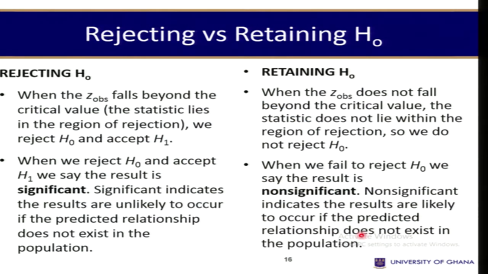And when we retain our H0, that is where the z observed does not fall beyond the critical value, or does not lie within the region of rejection, then it means that we have failed to reject our H0, or in other words, we have retained our H0. So anytime we fail to reject our H0, what we say is that the result is not significant, or non-significant. And non-significant means that any observed difference that we see between our population mean and our sample mean is simply due to chance, simply due to sampling error. It is not anything real that is happening. It can be neglected.